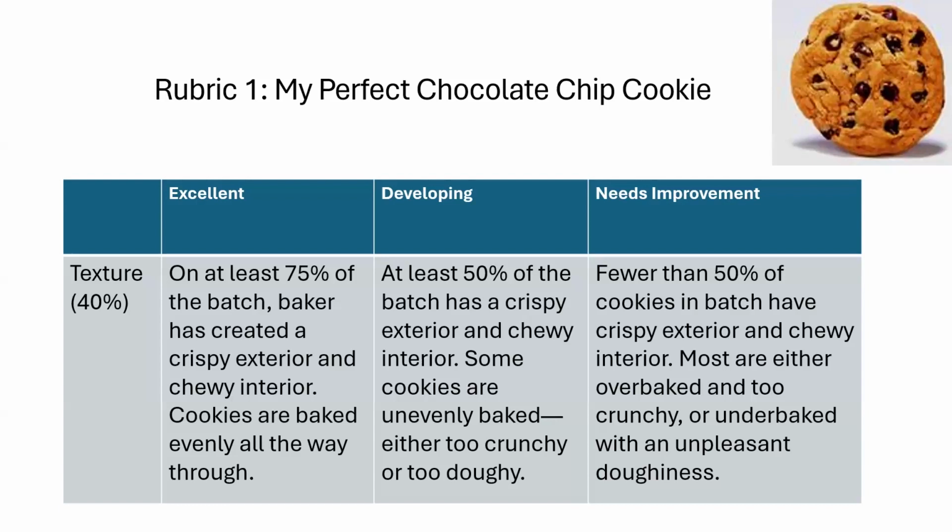So here I've said on at least 75% of the batch, the baker has created a crispy exterior and a chewy interior. Cookies are baked evenly all the way through. And then you'll notice that for each level down, I've kept the same basics of that description and just changed it slightly to show that leveling down. Some people might find it easier to start with the ones that need improvement and then work your way up to describing what truly excellent looks like. Any questions about these? Has anyone written a rubric before?